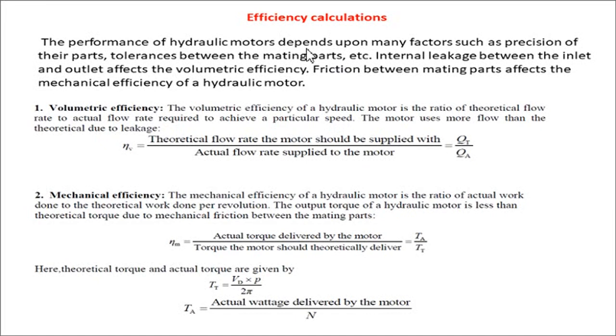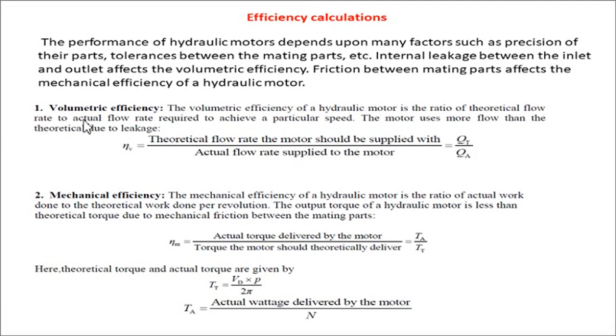Next we will study efficiency calculations for hydraulic motors. The performance of a hydraulic motor depends on many factors, such as the precision of its parts, tolerances between the mating parts, and the amount of internal and external leakage, which will decide its volumetric efficiency. Friction forces or frictional losses between them will decide the mechanical efficiency, and the product of mechanical efficiency and volumetric efficiency is nothing but the overall efficiency of the motor.